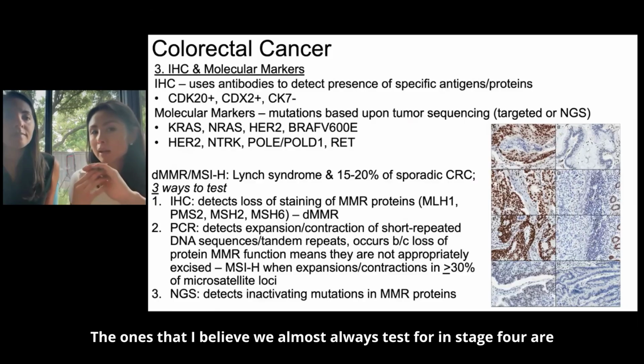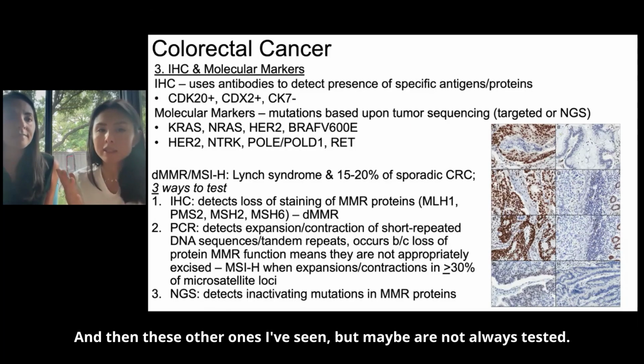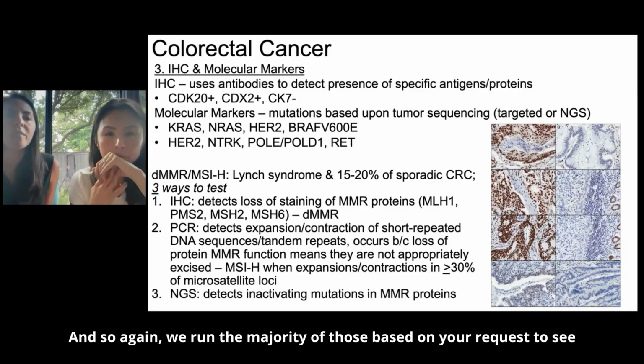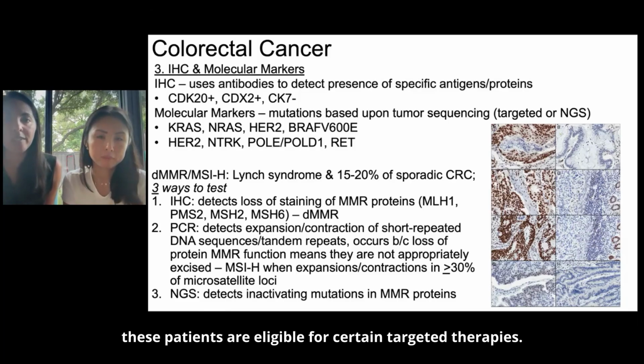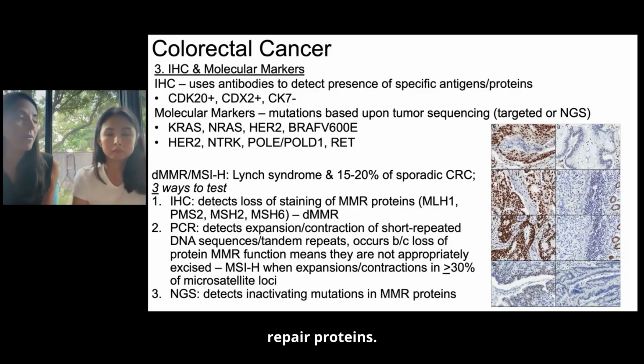The ones that I believe we almost always test for in stage 4 are these four: KRAS, NRAS, HER2, and BRAF. And then these other ones I've seen, but maybe are not always tested. Right, exactly. We run the majority of those based on your request, to see whether or not these patients are eligible for certain targeted therapies. But in every new case of colorectal carcinoma, we're going to be staining for these mismatch repair proteins.